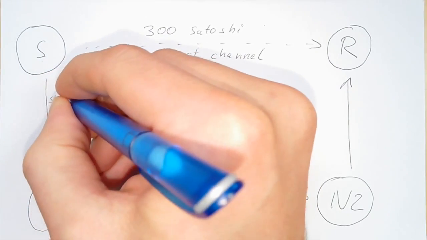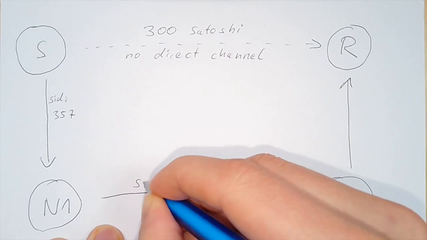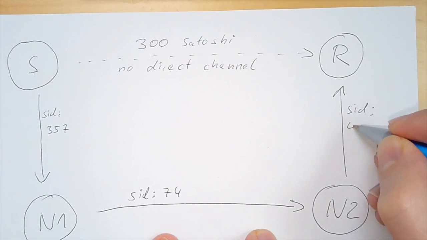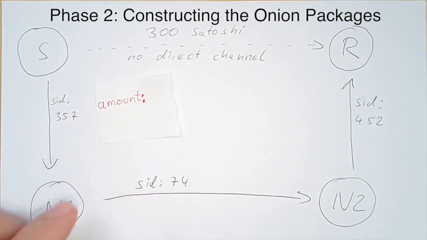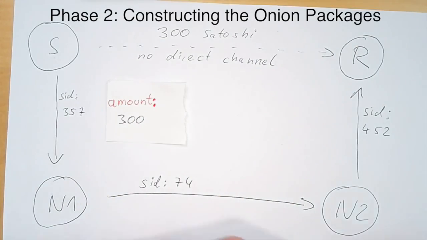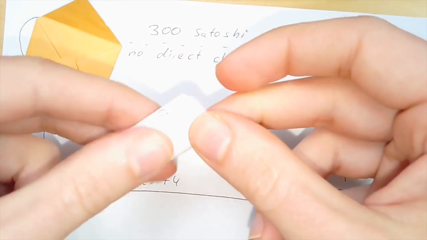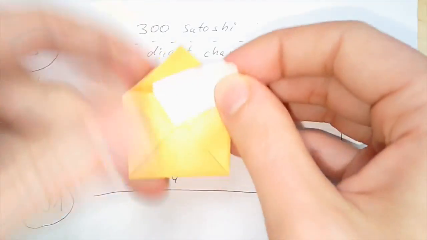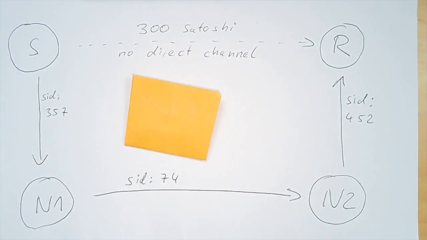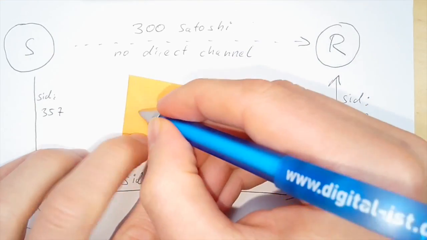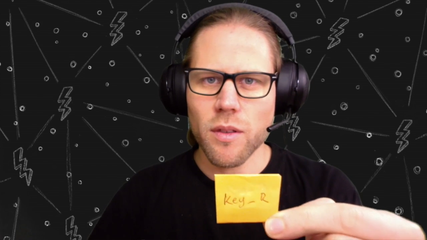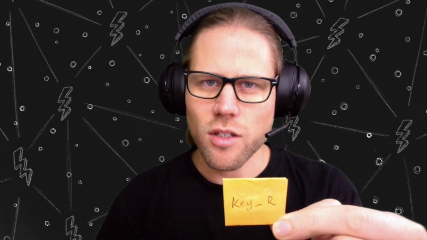We assume already that all the channels have enough capacity to forward a payment, and I also write down the short channel ID. So we start by creating a message that basically contains the amount that is supposed to be sent to R. And we put this message into an onion envelope. There's actually a little bit more data inside this onion, and it contains public information, which is the key R. So I want to talk a little bit about this key R and why it is actually needed.